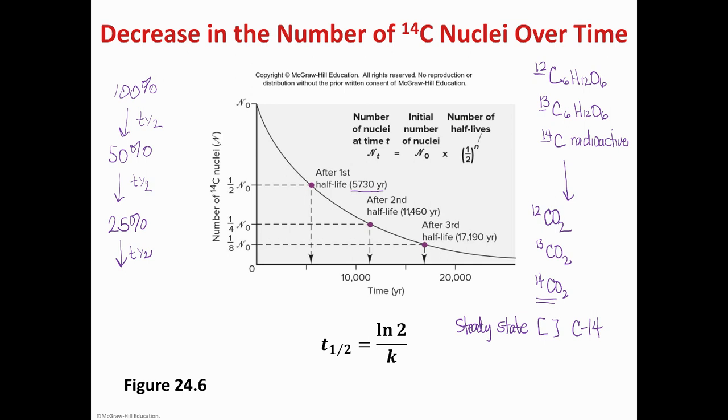But what happens when we die, I know it's a sad topic, is we stop eating and breathing. So the amount of carbon-14 that we're ingesting is no longer there. We have an amount in our body when we die, and then that starts to go down over time. So every 5,730 years, that is going to decrease.